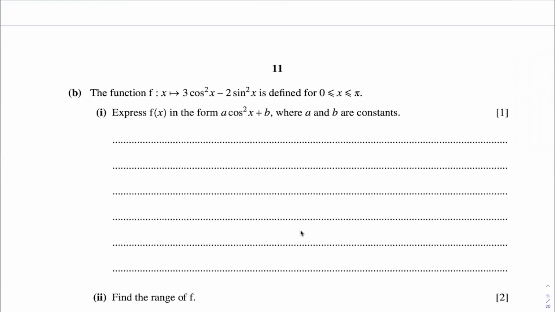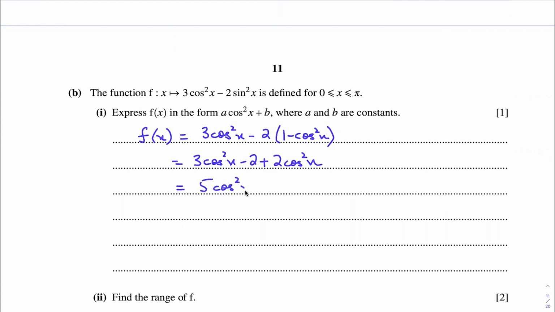In part B, we have a function f of x which is 3 cos squared x minus 2 sine squared x. We have to express f of x in the form a cos squared x plus b. So we know that sine squared is 1 minus cos squared. So we can write 3 cos squared x minus 2 into 1 minus cos squared x. Expanding and simplifying, we get 3 cos squared x minus 2 plus 2 cos squared x, which will become 5 cos squared x minus 2.